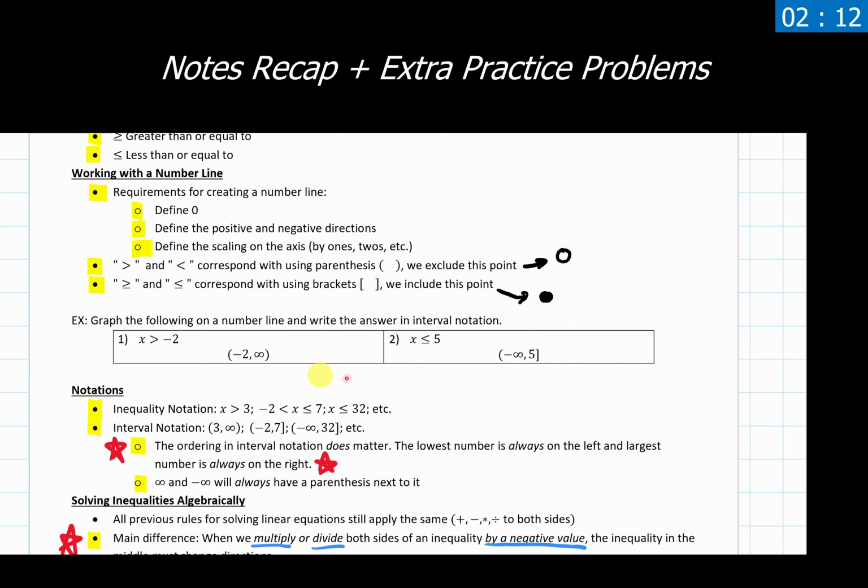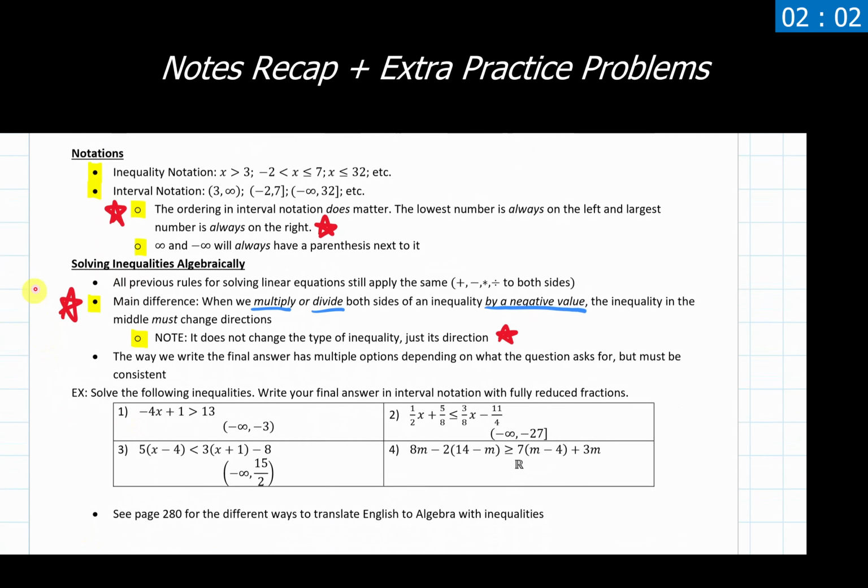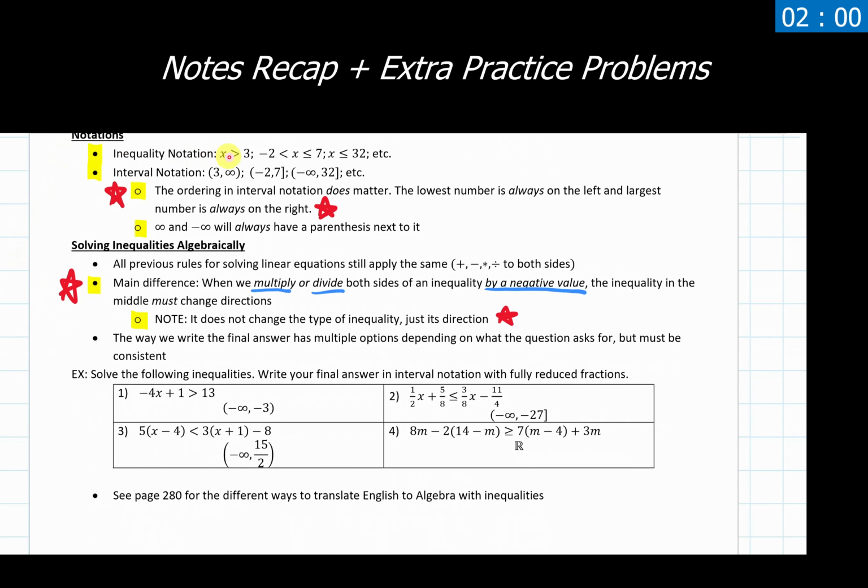We had our first 2 examples regarding writing things out on those number lines and writing them in interval notation. Remember, between our 2 types of notations, we have inequality, where we actually see greater than, less than, greater than or equal to, less than or equal to showing up. And then we have interval notation. Remember, with interval notation, the order that you write things out in absolutely does matter. It is always the lowest number on the left, always the biggest or the largest number on the right.